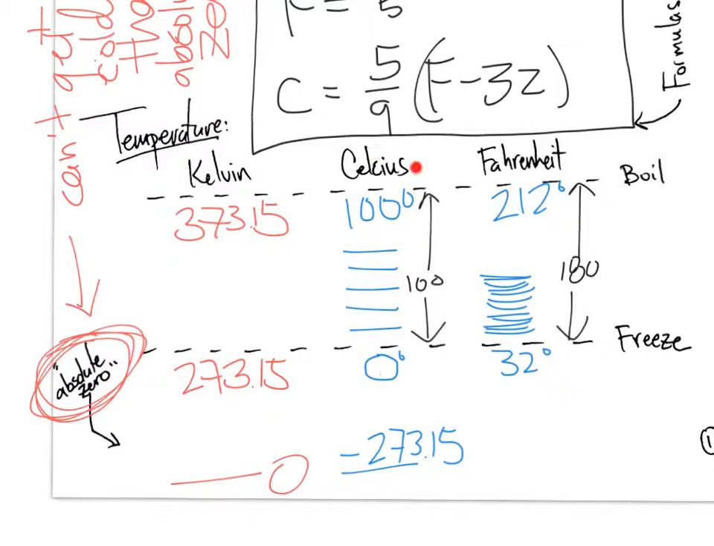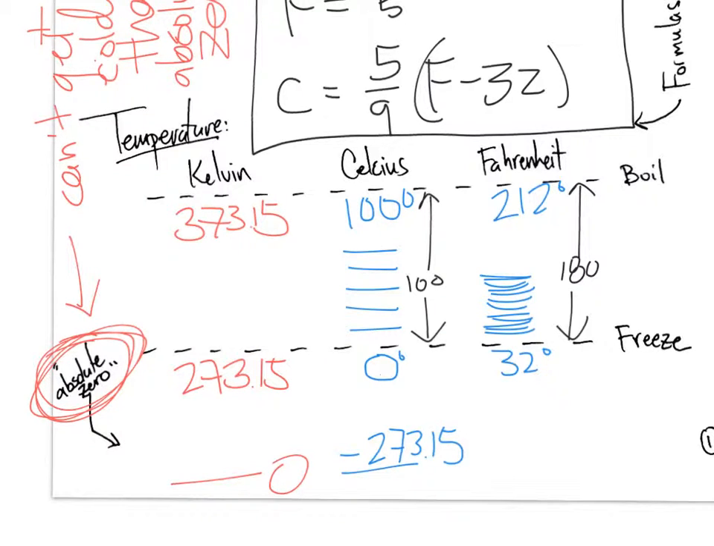Kelvin is just like Celsius except it is shifted. So 0 degrees for Kelvin is at absolute zero. And when we talk about absolute zero, well, we'll get to that on the next page. But just know that absolute zero in Celsius is negative 273.15. Water freezes at 273.15 degrees Kelvin.